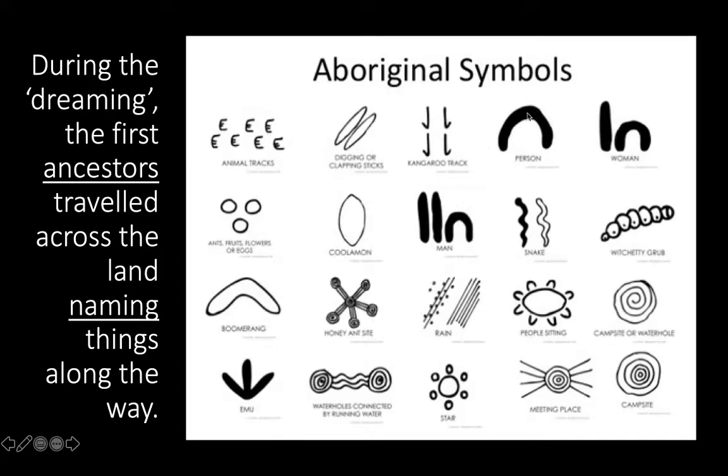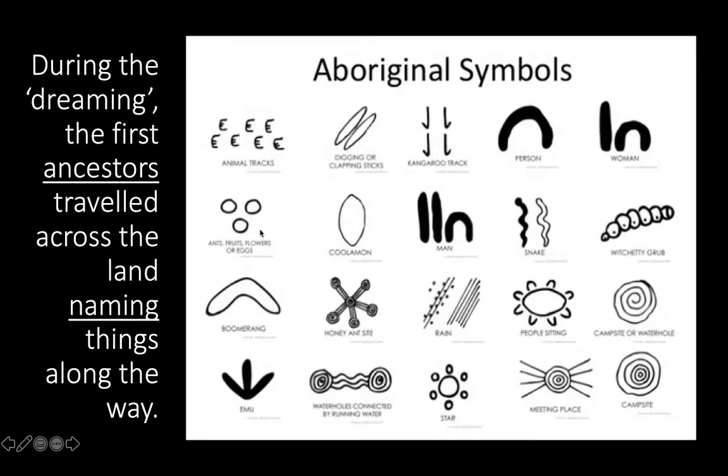First of all, the upside down horseshoe shape means a person. If it has one line beside it, it's a woman. If it has a second line beside it, it's a man. We see lots of animal prints. The emu footprint, which is a three-toed bird, and kangaroo tracks, little simultaneous side-by-side footprints, and other animal tracks.